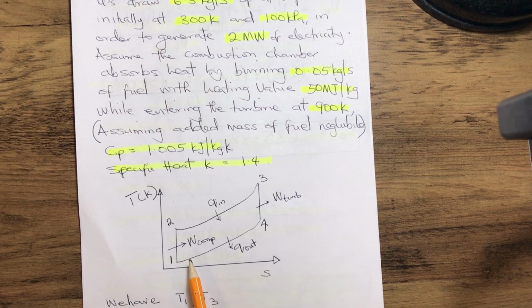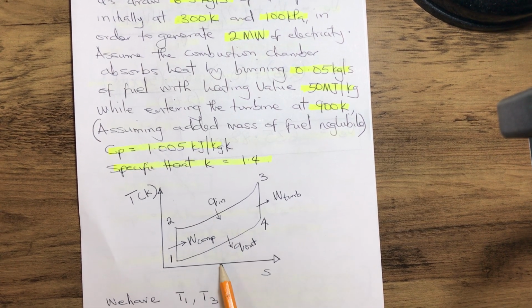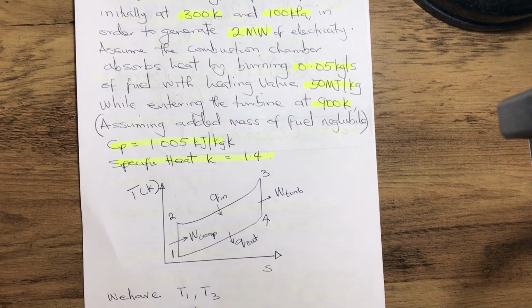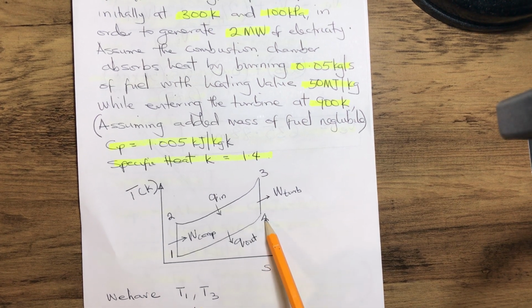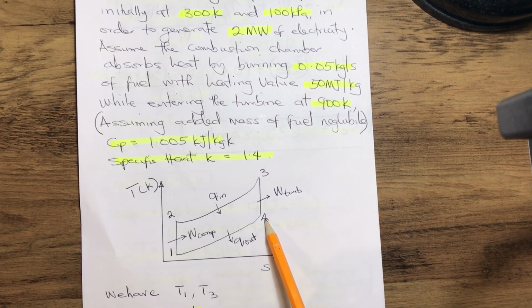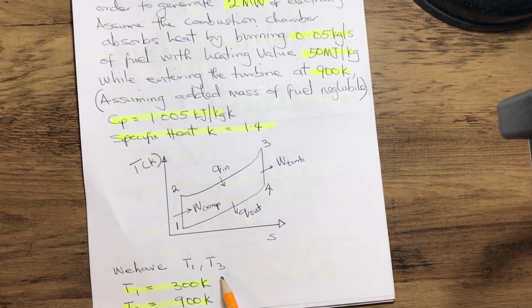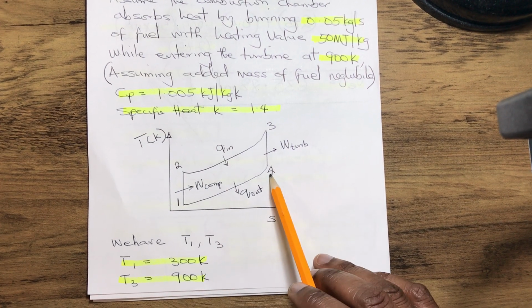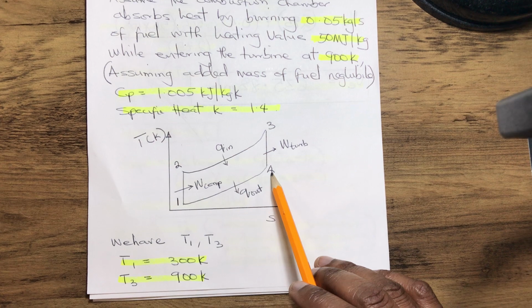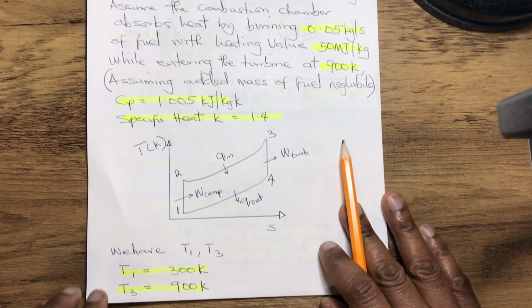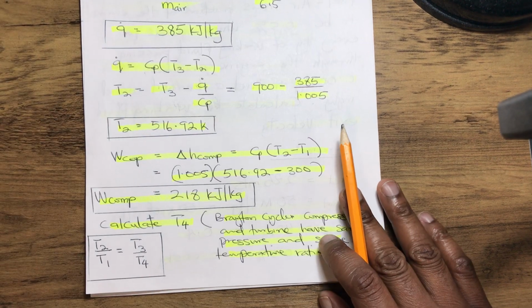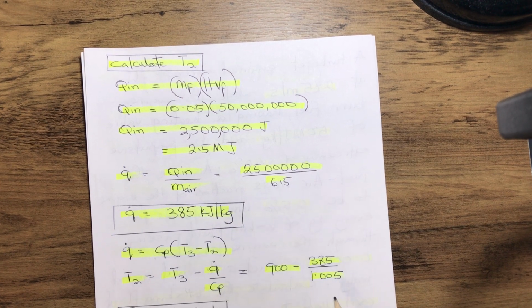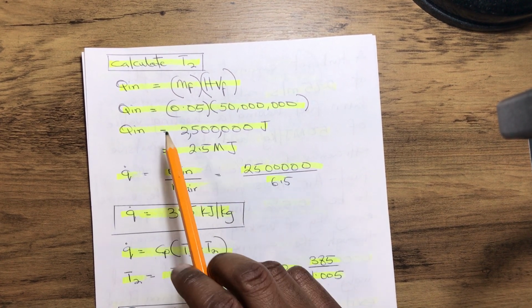Now we have the temperature-entropy diagram of our Brayton cycle represented here. So we need to calculate our T4 and T2, but we are given T1 and T3. Now how do we calculate T2 and T4 of our Brayton cycle? How do we calculate our T2? By using the formula below.